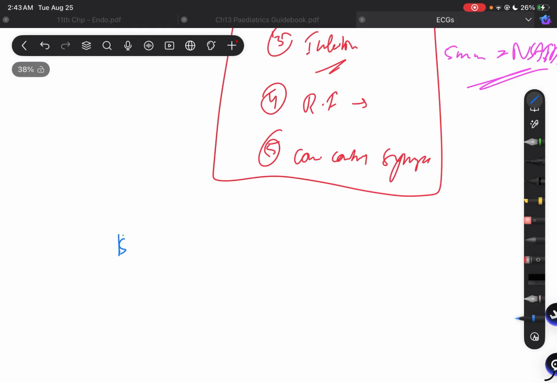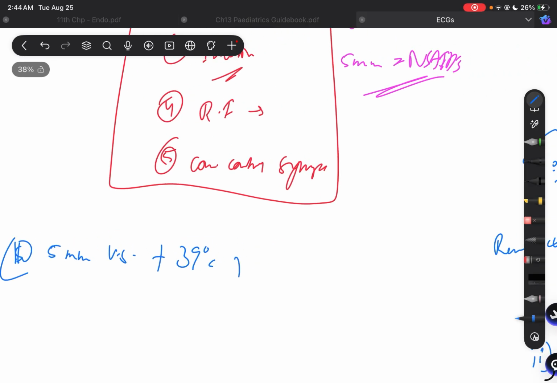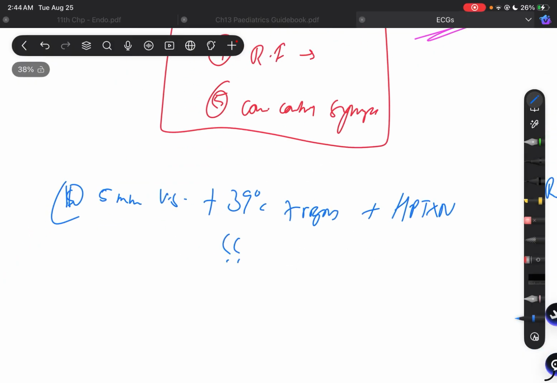Now, if the question was slightly different, let's say the stone is 5 millimeter in the distal ureter, but the patient has a fever of 39 degrees Celsius, rigors, and hypertension. What do you do in this case? What treatment do you go for? Right now, this is an entirely different question. You should now especially worry about an infected, obstructed urinary tract.